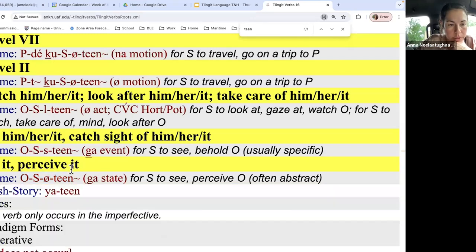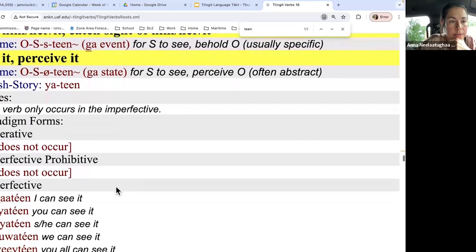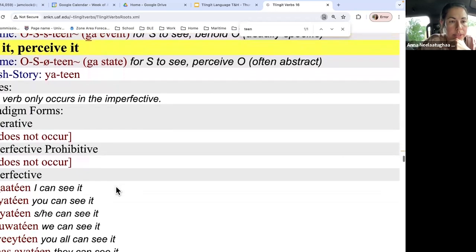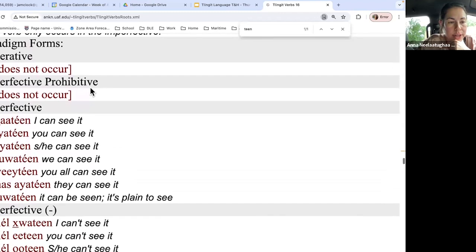So if we want to look at this word to see or perceive, and scroll down, our first usable meanings here are right here. They're all written in English. So khatin is I see it or I can see it. Yatin is you see it or you can see it. And these are the two that we use in our dialogue practice.